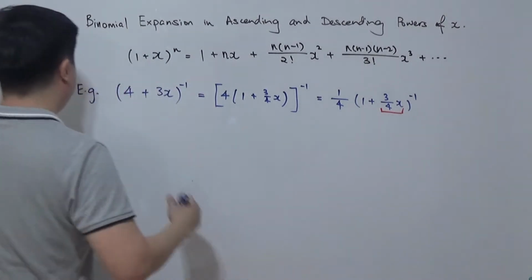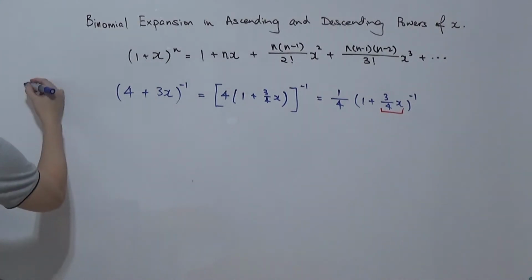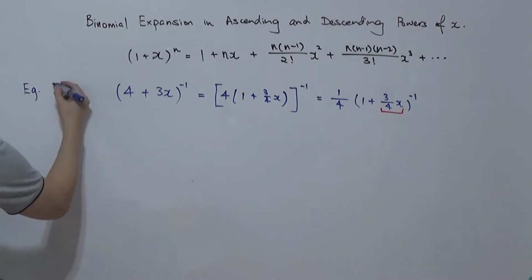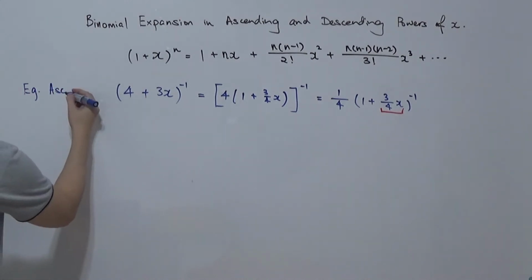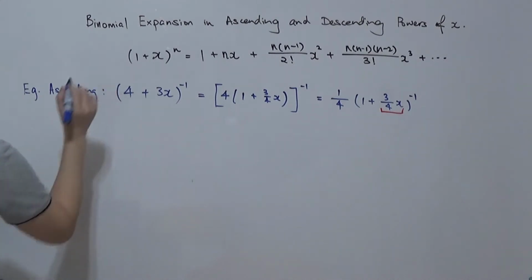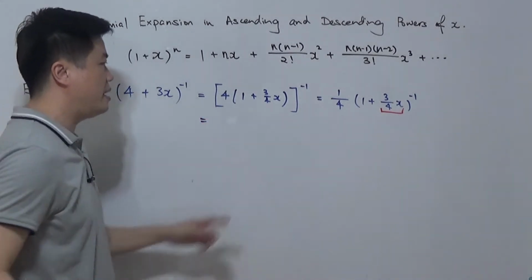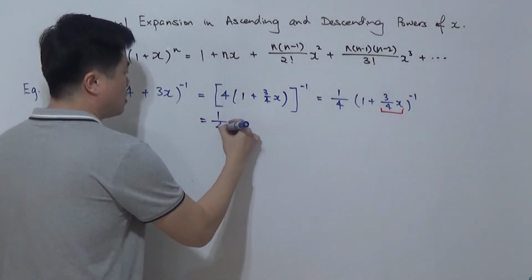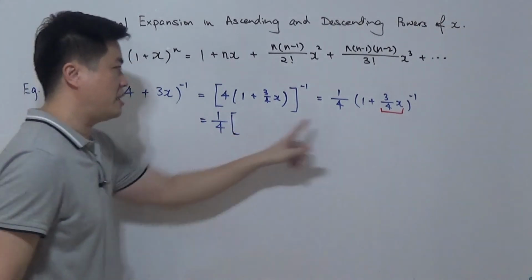Now, I should have put ascending over here. So this one would be the example, so it's easier to see. This will be ascending powers. Let's just spell it out: ascending. So that's the question over here. Now we're going to go ahead and expand this. We're going to keep the 1/4 in, so it's always easy to just leave it outside first and then just expand this guy.